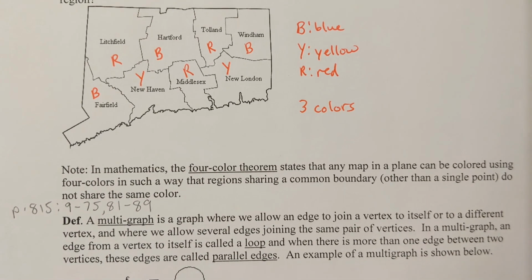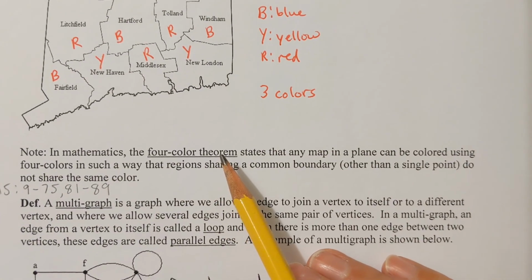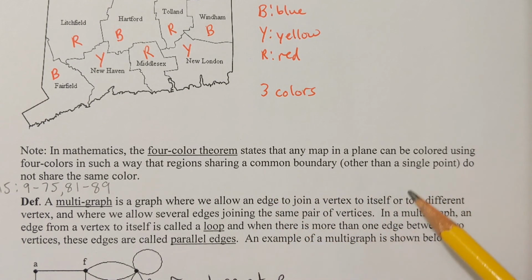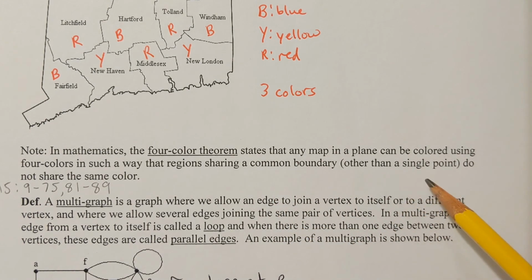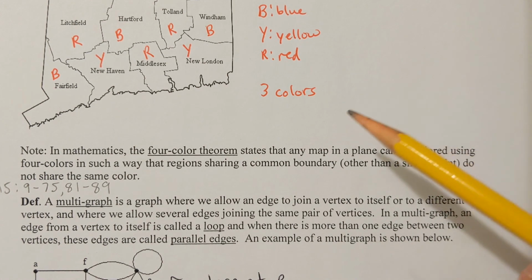There's a note in mathematics. The 4-color theorem states that any map in a plane can be colored using 4 colors in such a way so that regions sharing a common boundary other than a single point do not share the same color. We've already very briefly talked about the 4-color theorem in chapter 1 and section 1.3, so they introduced the 4-color theorem here again.